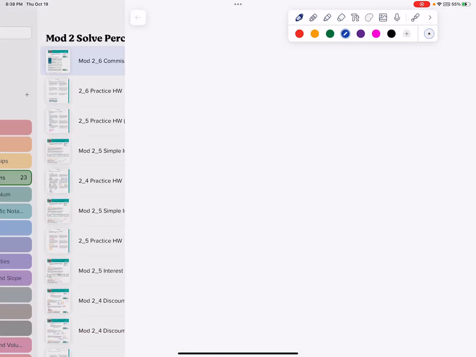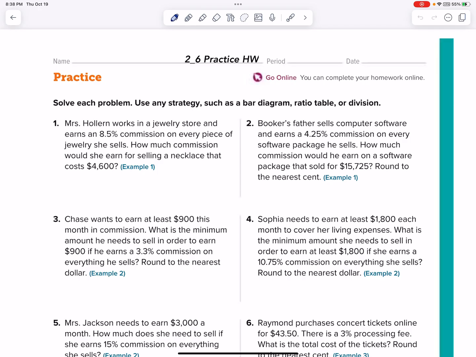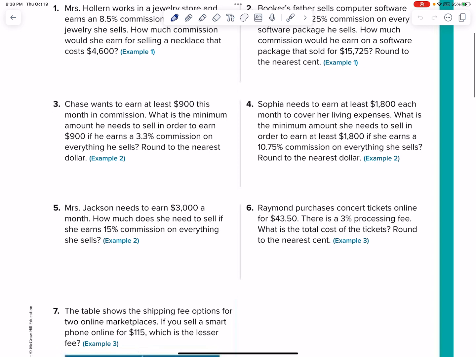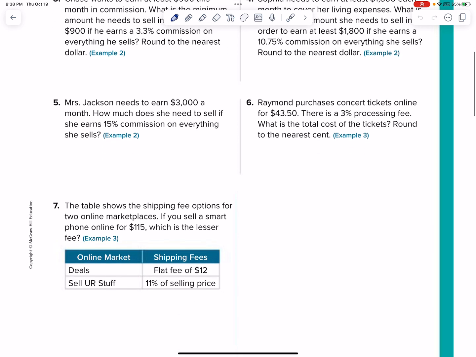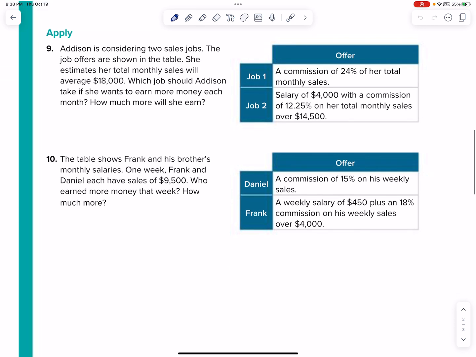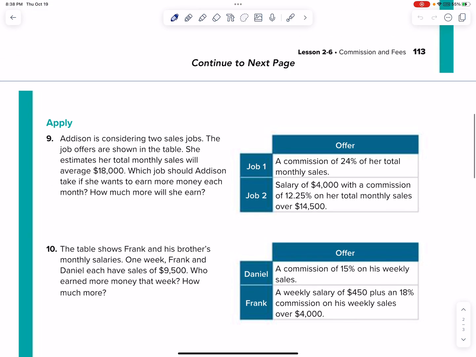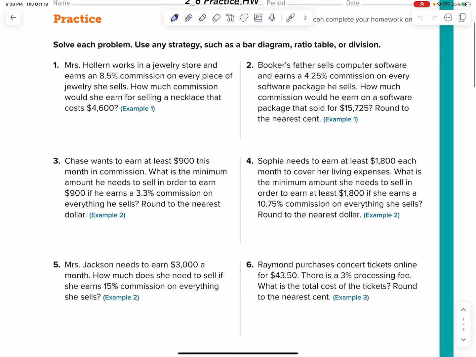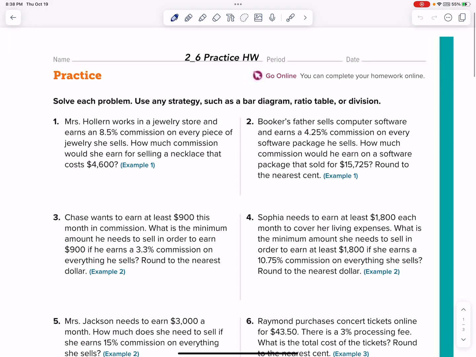All right, let's go ahead and check the homework. This is your 2-6 practice homework. You can see we have example 1, example 2, a second example 2 randomly, and then example 3, and 2 apply problems. They're going to have us compare situations like we just did in our notes. So let's go ahead and do some of these together.